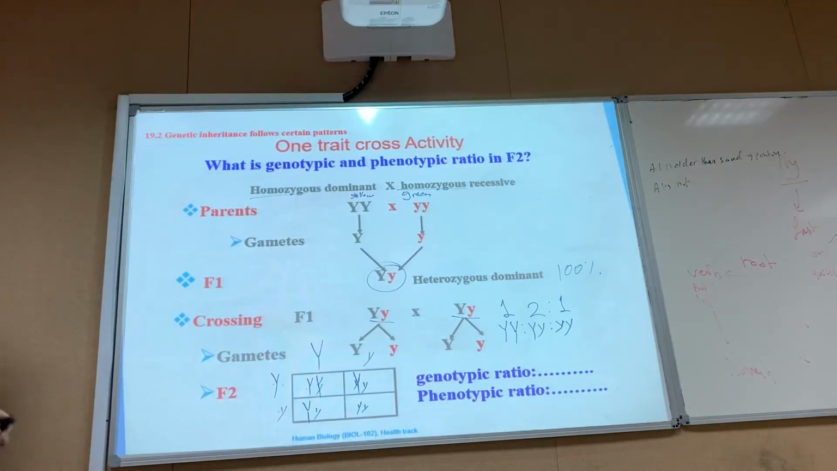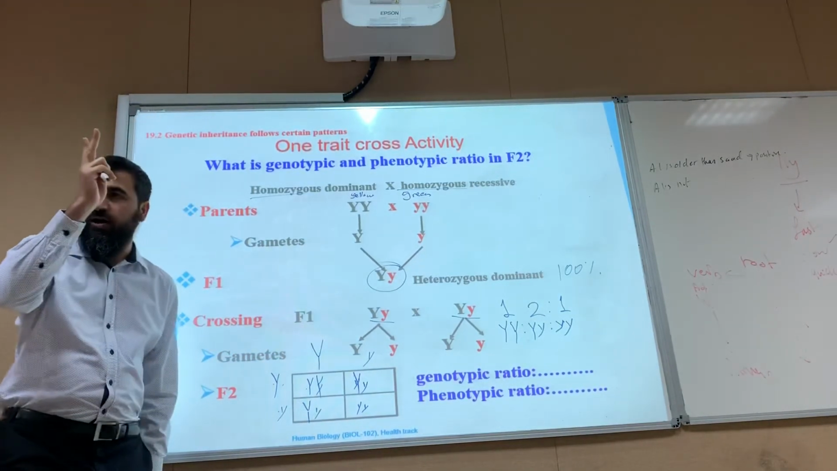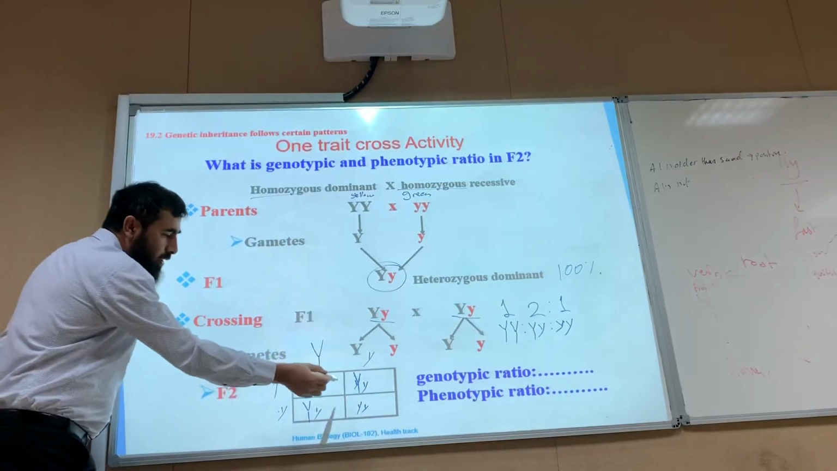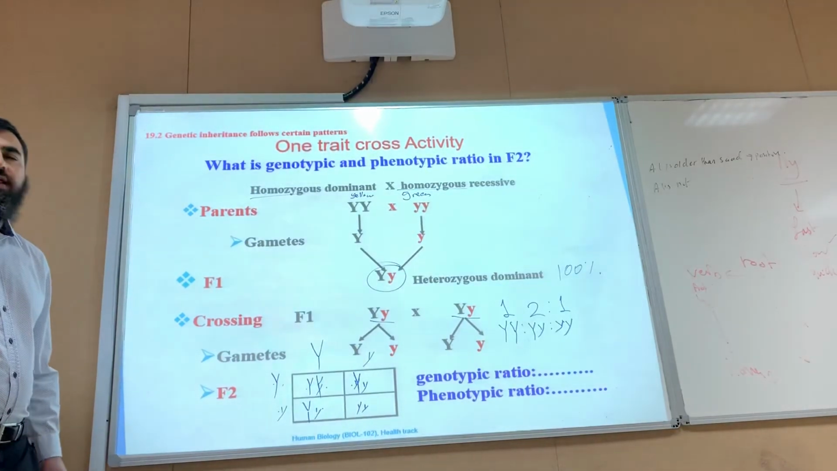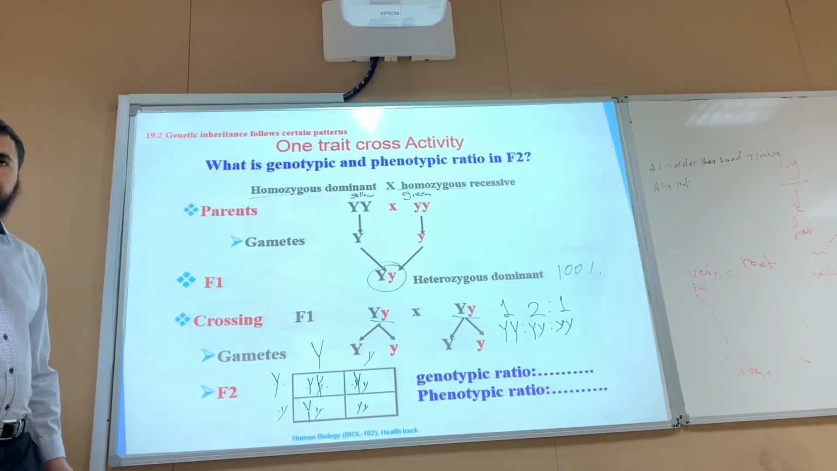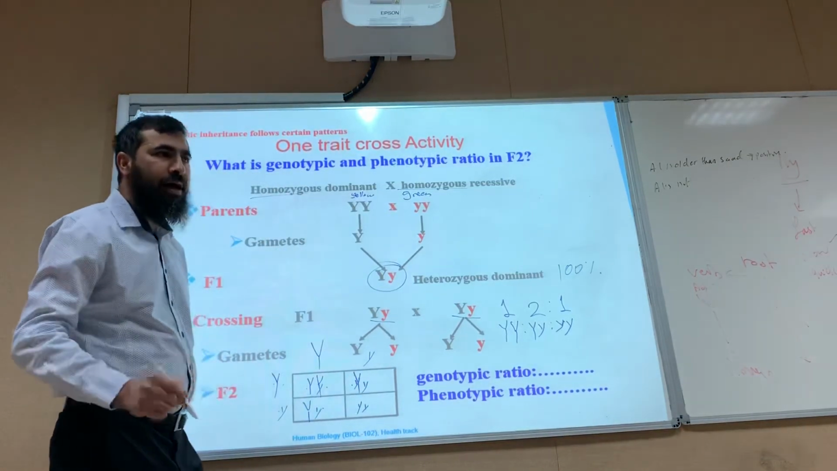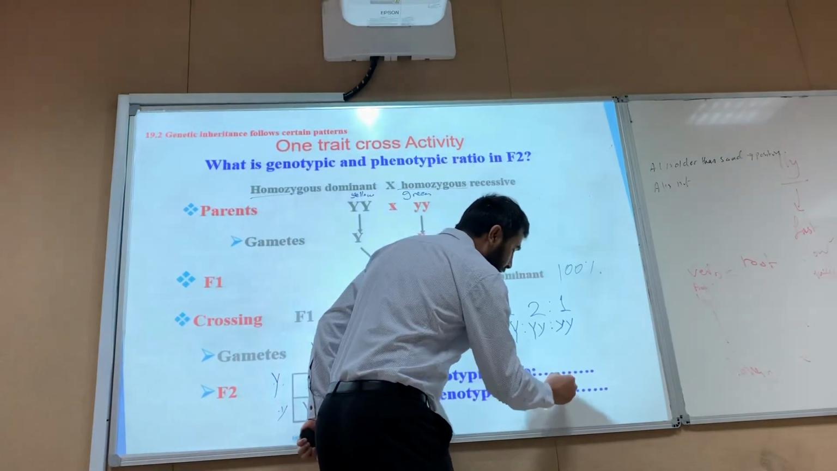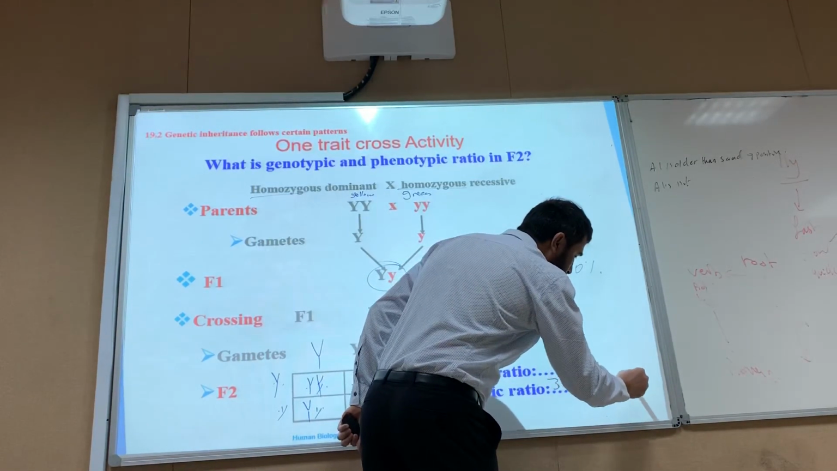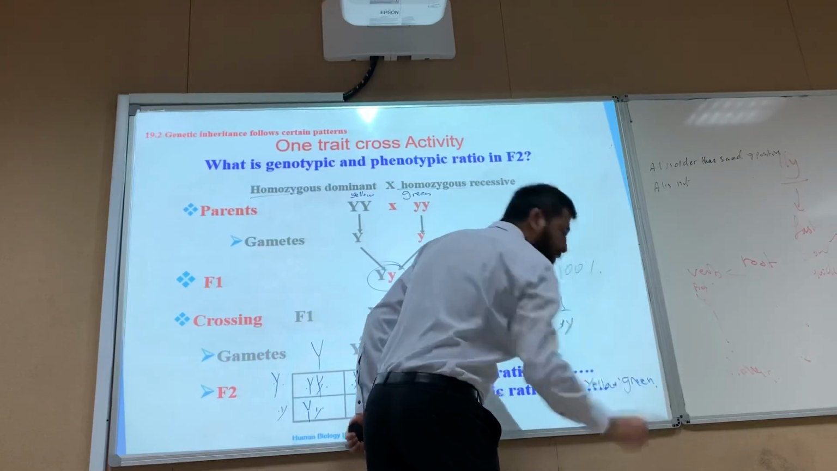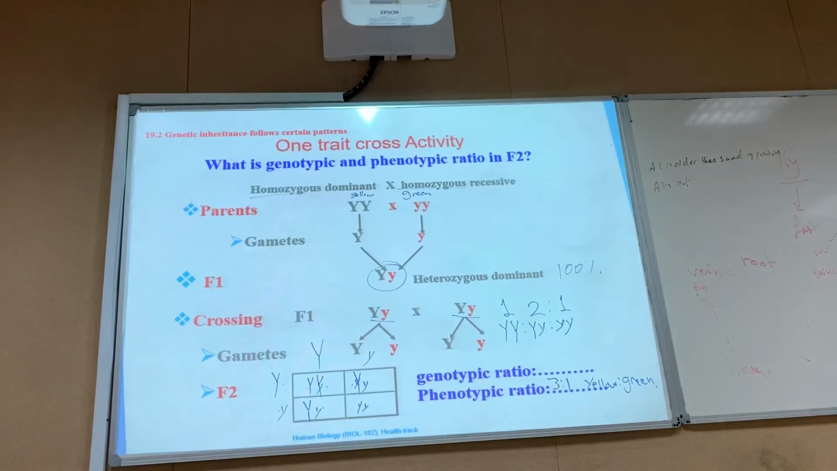How many different phenotypes do we have here? 3. No, 2 different phenotypes. I mean genotype. This and this are the same. Dominant. So what are they? Yellow. Okay, that's the phenotype. 3 yellow. How many green? 1. So the ratio is 3 to 1, yellow to green. You got that? Simple as that.